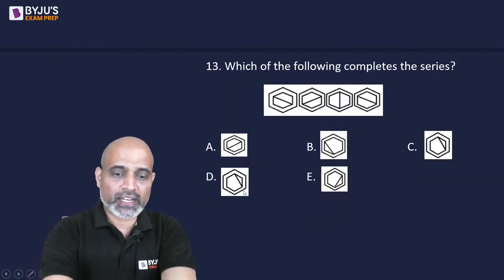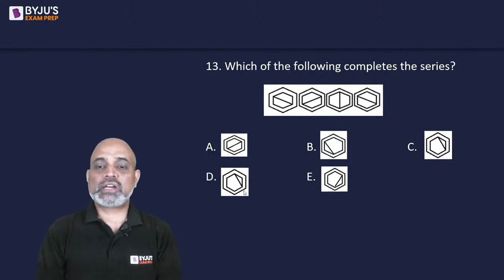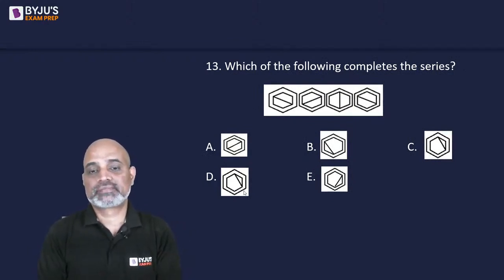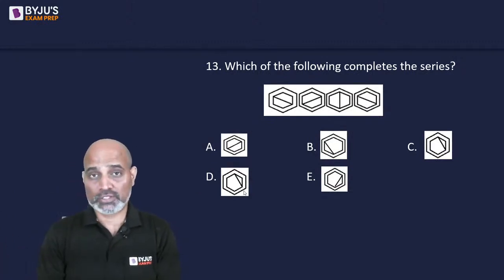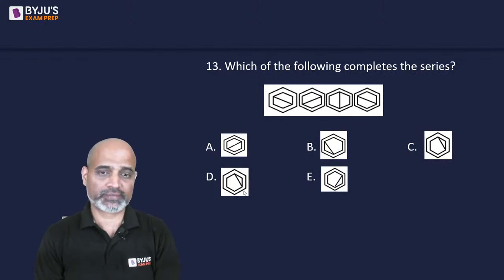Okay, next one. Which of the following completes the series? So the fifth figure is not visible. You need to find out which figure will be the last one. Last as in, what should come after the fourth?